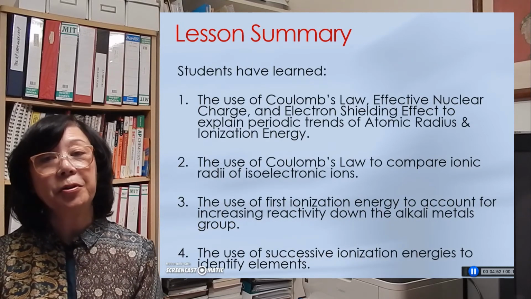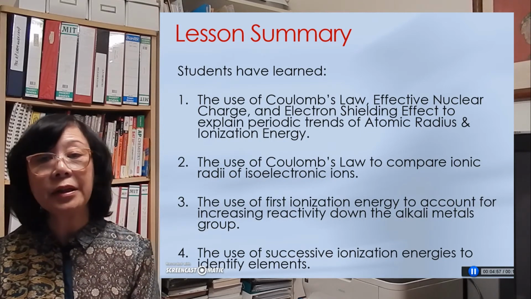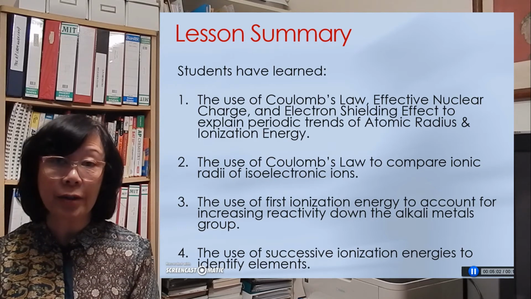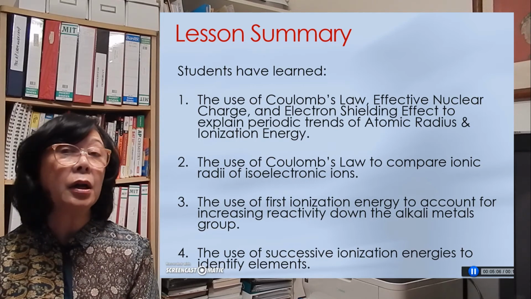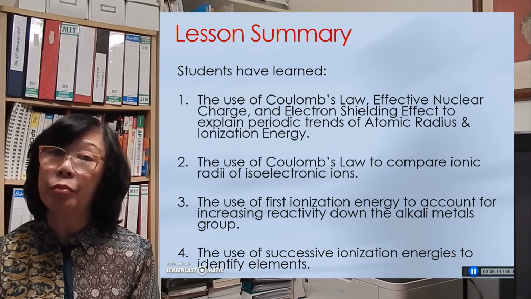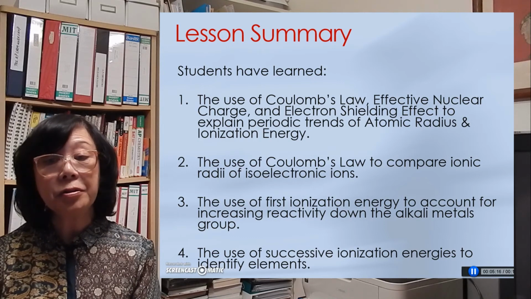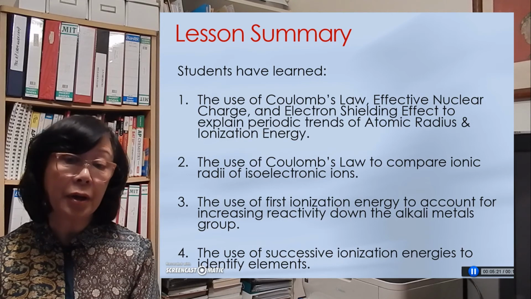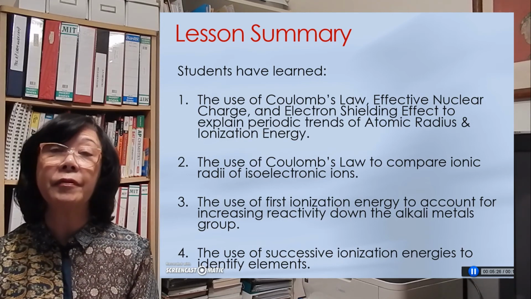Let's summarize what we have learned today. 1, the use of Coulomb's Law, effective nuclear charge, and electron shielding effect to explain periodic trends of atomic radius and ionization energy. 2, we further use Coulomb's Law to compare ionic radii of isoelectronic ions, meaning the pull between the protons, the effective nuclear charge, and the electrons. 3, the use of first ionization energy to account for increasing reactivity down the alkali metal group. And finally, the use of successive ionization energy to identify elements.